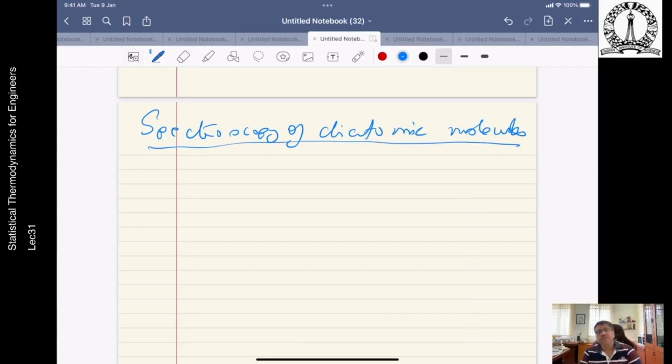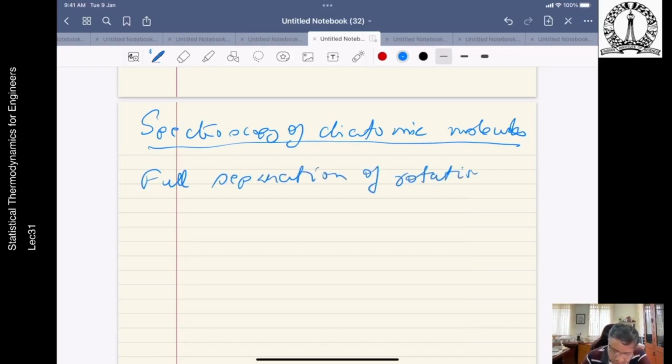Okay, so we presented a quantum mechanical analysis of the energy modes for a diatomic molecule. A significant aspect of this analysis was the full separation of the rotational, vibrational, and the electronic energy modes. So we saw there was a full separation of rotational, vibrational, and electronic energy modes.